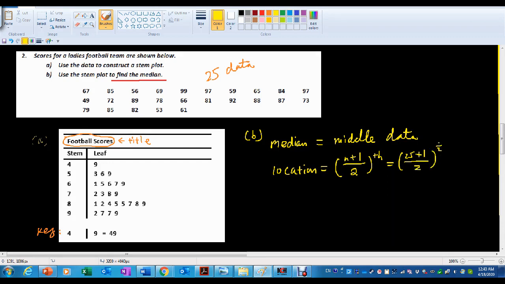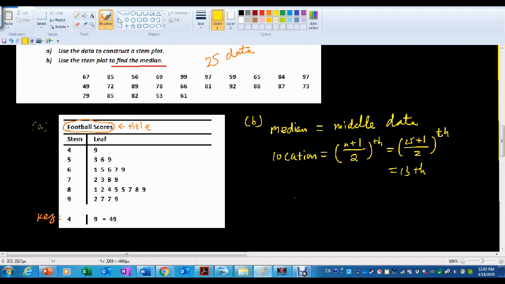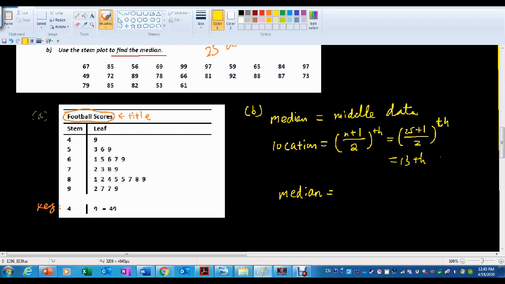So the 13th data. The location is the 13th data, so you need to find the median. How could we get the 13th data? From the smallest one, 49 is the smallest one. Let me tell you. Remember that's not 9, that's 49. That's first, that's second, and that's third, because that's 49, 53, 56, and that's fourth, etc. So first, second, third, fourth, fifth, sixth, seventh.